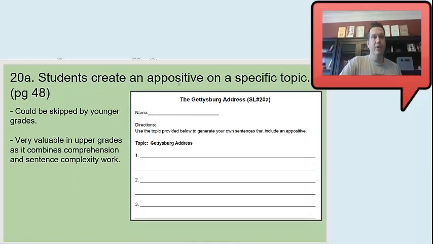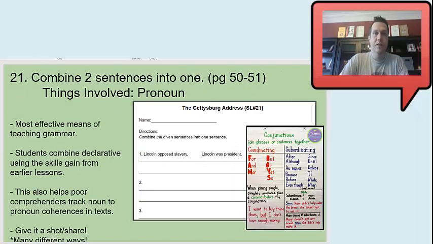SL20A, so this is just an extension of 20. Students can create some of their own. For example, you give them the topic, and then they create their own. So yeah, that one's kind of cut and dry. SL21, combine two sentences into one. So now you're giving them two sentences, and you're teaching them to combine them. Keep the meaning, of course.